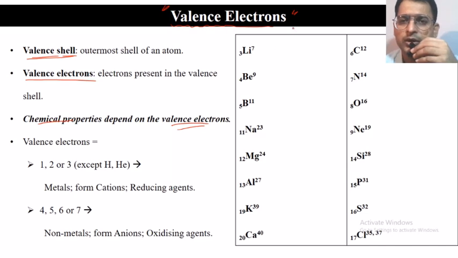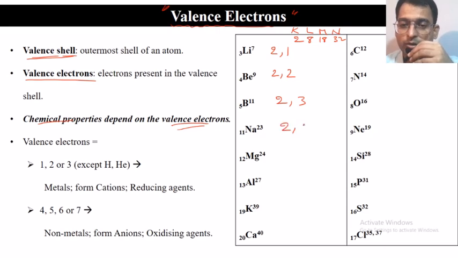We know that K, L, M, N hold 2, 8, 18, 32 electrons as the maximum. But as you remember from the last video, the Bohr-Bury scheme suggests that you cannot have more than 8 electrons in the outermost orbit. So now let us write the electronic configuration. For lithium it will be 2, 1. For 4 it will be 2, 2. For 5 it will be 2, 3. For sodium, 2, 8, and then 1.